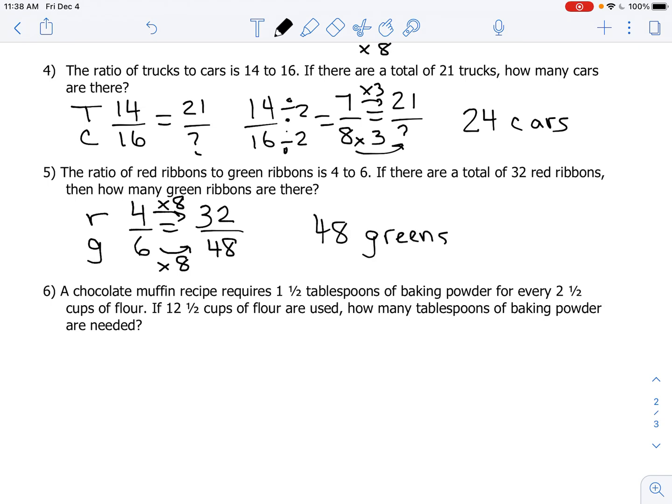Now notice I am writing out the answer here on the side. The final answer is not written in ratio form or fraction form. You should write out there are 48 green ribbons.